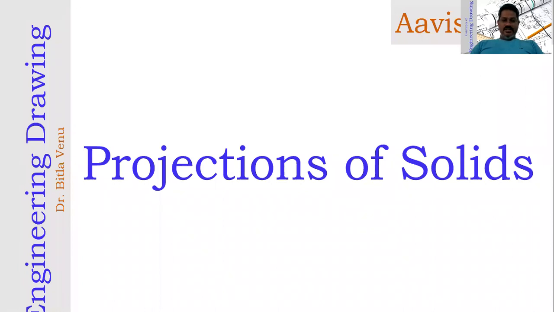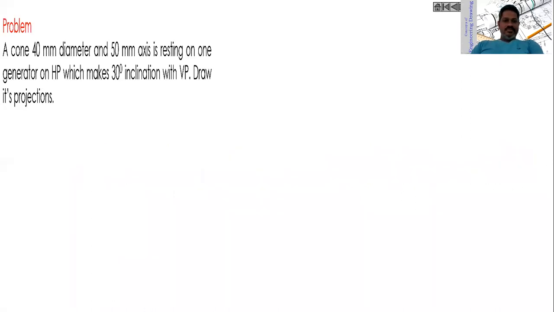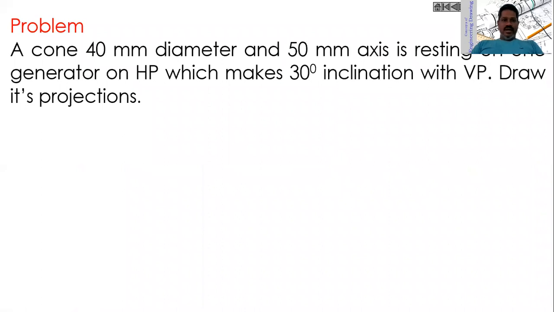In this session, I will tell you how to draw the projections of the cone with different conditions. Let me read out the problem. A cone 40 mm diameter and 50 mm axis is resting on one generator on HP, which makes 30 degrees inclination with vertical plane. Draw the projections. This is the problem.